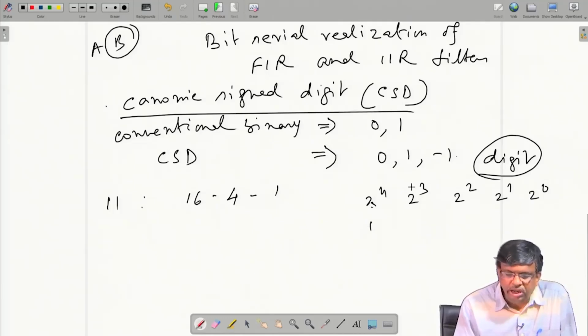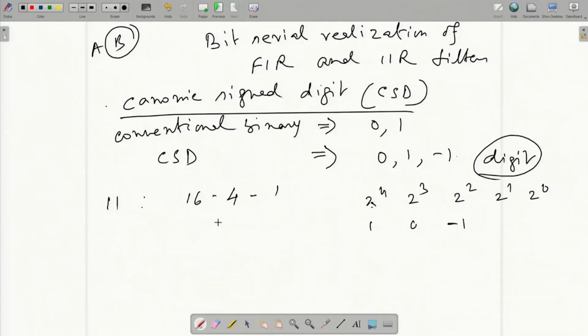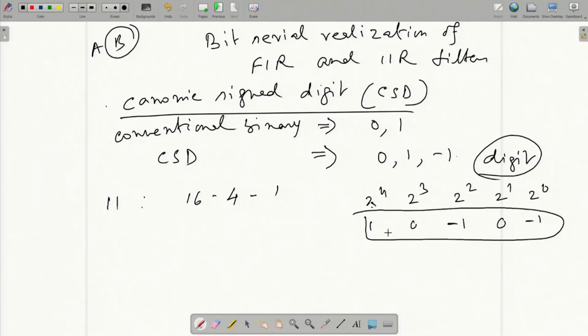Then 2 to the power 3, that is 8, there is no 8 here, so 0 into 2 to the power 3, and 1 into 2 to the power 4. Minus 4 means 2 to the power 2, so minus 1 times 2 to the power 2, see, minus is coming. Then 2 to the power 1 means 2, there is no 2 here, so 0 into 2 to the power 1, and again minus 1 means 2 to the power 0 is 1, so minus 1 times 2 to the power 0. So this will be the word. You see I have coded it so that there are 2 zeros.